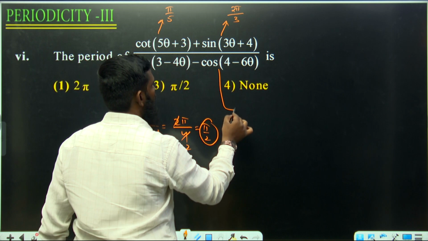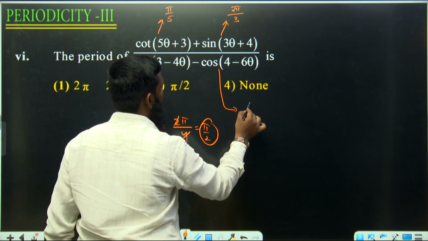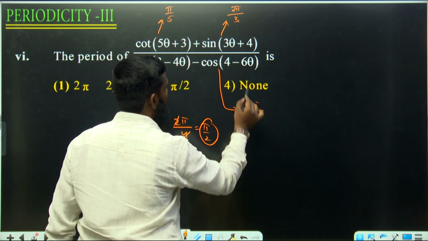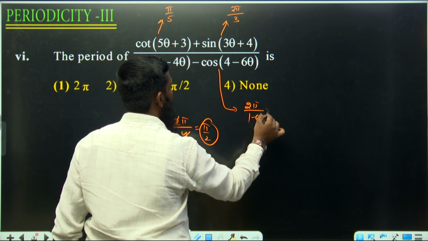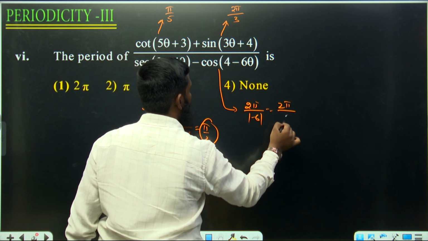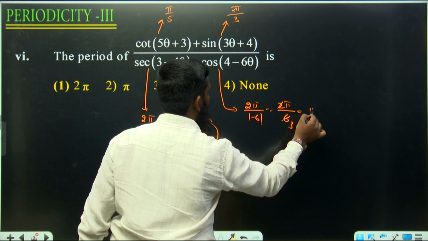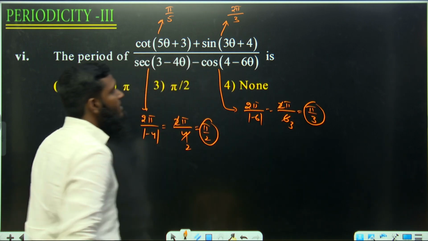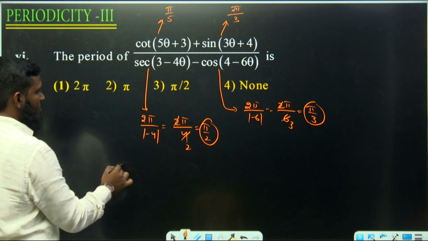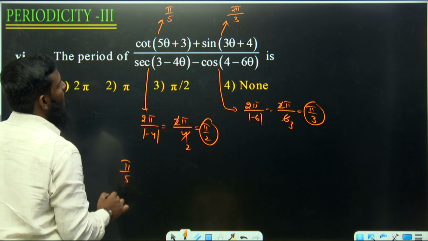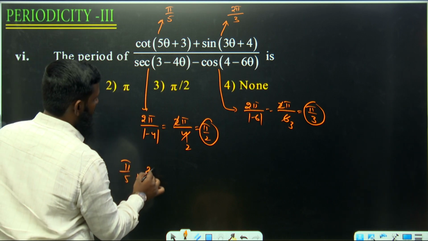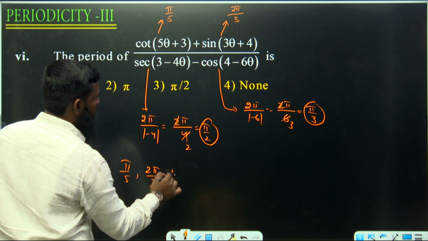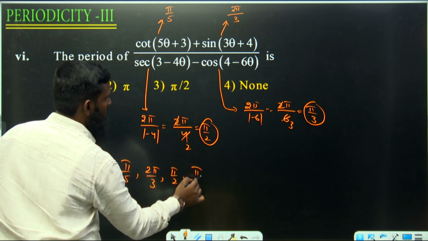Now the next part. For cos, what do we have? The period is 2 pi divided by mod of minus 6, which is 2 pi divided by 6, which is pi by 3. Okay. So what answers did we get? First is pi by 5. Next one is 2 pi by 3. Next one is pi by 2. Next one is pi by 3.